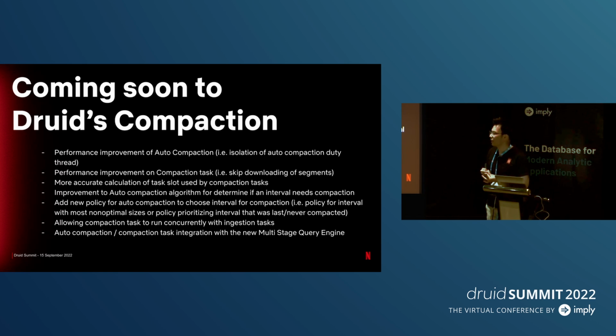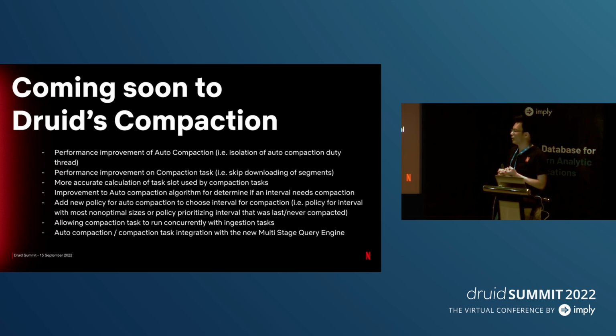The next area is more enhancements in auto-compaction, like adding new policies. Instead of just moving from the latest interval, you might be able to choose things like looking at the biggest segment, or the biggest skew in your segment distribution, and compact those intervals first so that you get maximum benefit.